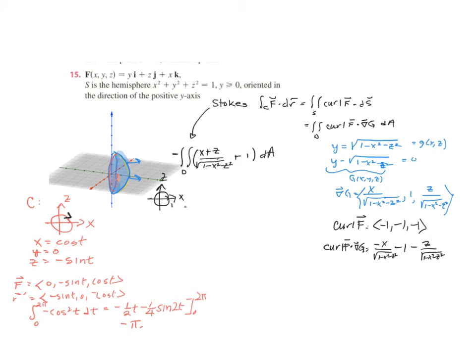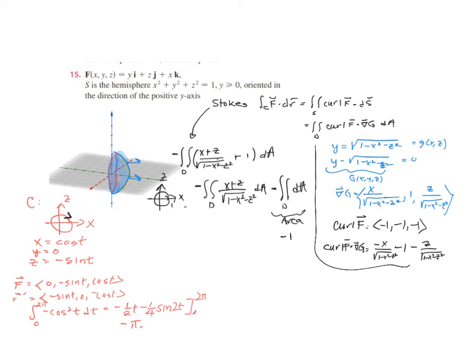Okay, so one thing I would probably do, let me just do this first. X plus z over radical 1 minus x squared minus z squared, minus, dA. I'm going to break them apart because for this part I can just use the area of that circle. So the area of that circle, pi r squared, the area is pi. So this part right here is just minus pi. So I can take care of that right away.